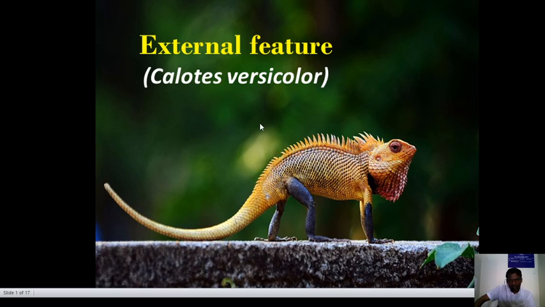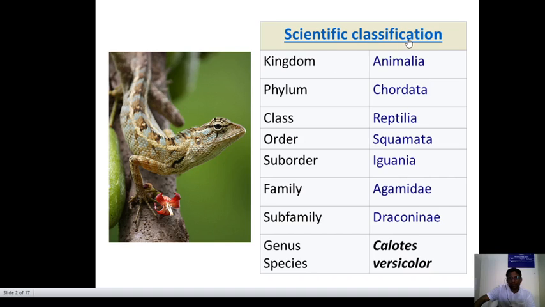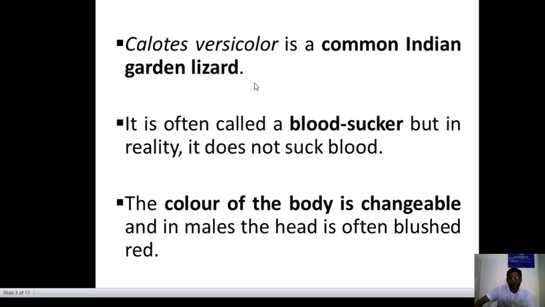Let's now see in detail the scientific classification of the garden lizard. The scientific name is Calotes versicolor. Kingdom Animalia, phylum Chordata, class Reptilia, order Squamata, suborder Iguania, family Agamidae, genus and species Calotes versicolor. Calotes versicolor is commonly called the common Indian garden lizard.